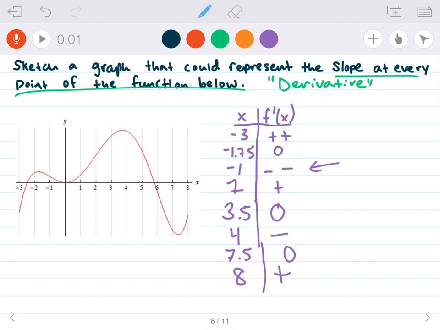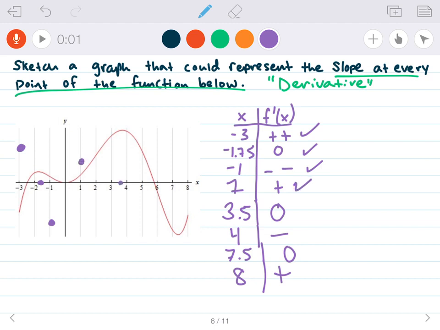All right, so at -3, we have a positive number right here. At -1.75, we have 0. It's going to cross the x-axis right there. At -1, it's going to be fairly negative right here. At 1, it's going to be positive, but not quite as positive as this guy right here. Okay, so we did this, and at 1, we're going to be, I don't know, right here maybe.